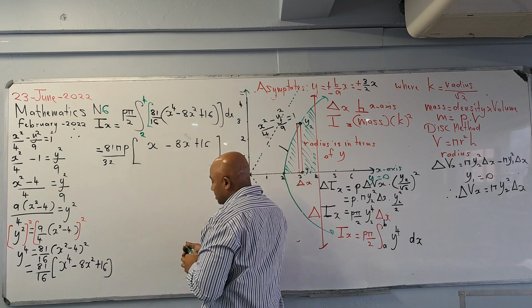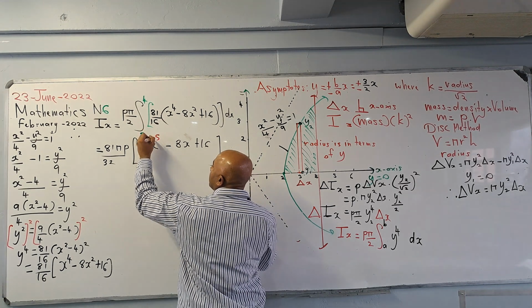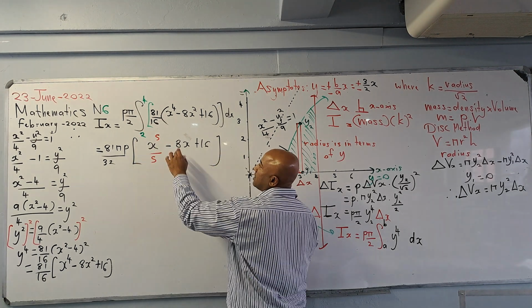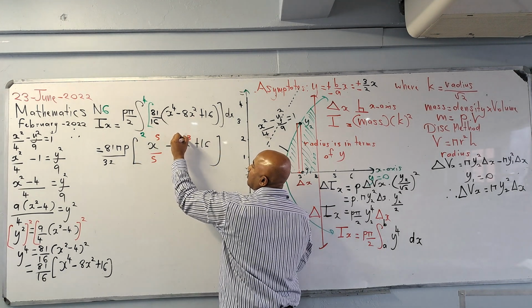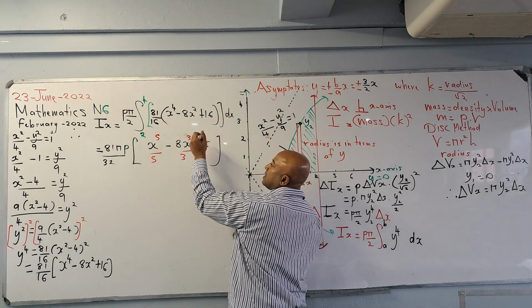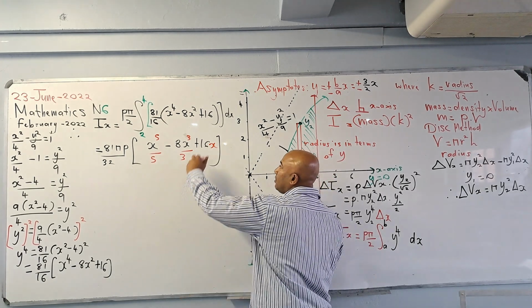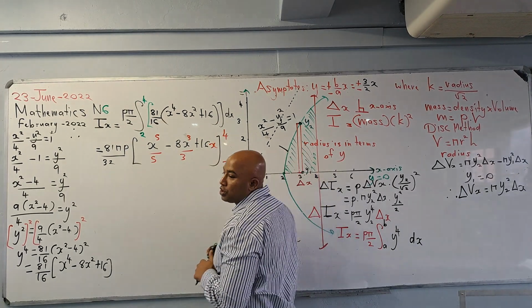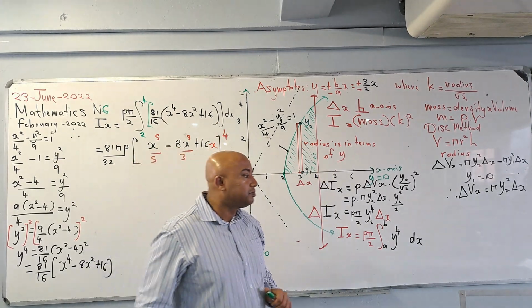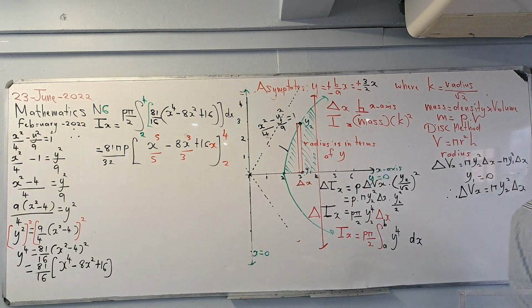So when I integrate x to the power 4, that will be x to the power 5 over 5. Integrate 8x squared, that will be 8x cubed over 3. Integrate 16, 16x. Substituting 4 and 2. Work it out. Let's see what we get.